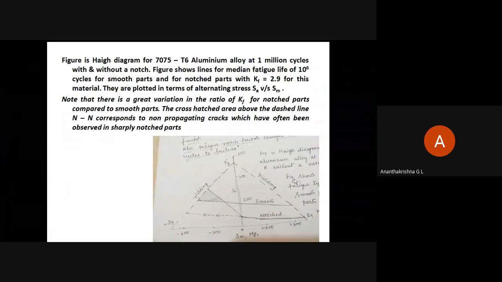This is for the smooth curve, and this is the notched specimen. This is mean stress, S dash y. This is where yielding occurs; the notched specimen will have greater yielding compared to the smooth specimen. Note it down as the Haigh diagram for 7075 T6 aluminum alloy at 1 million cycles.